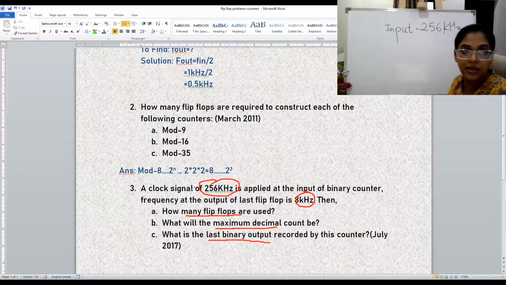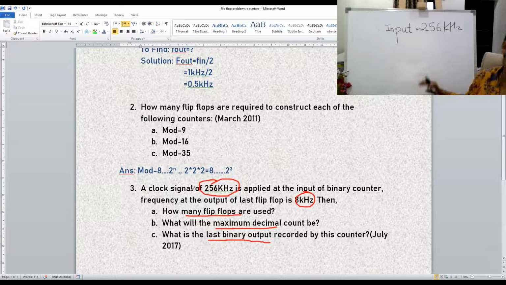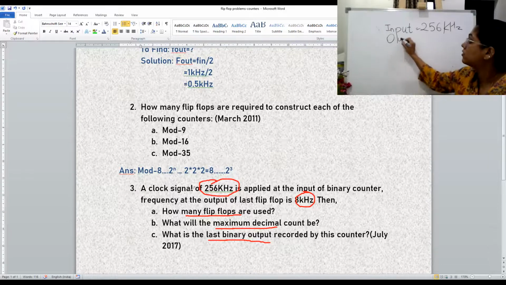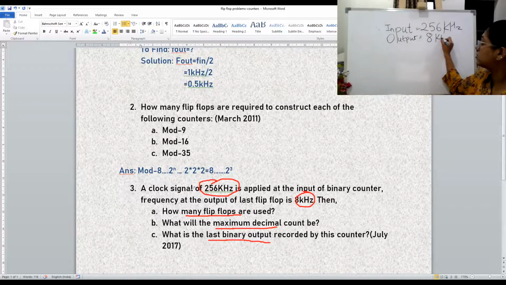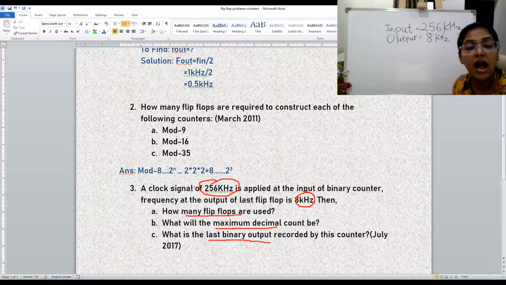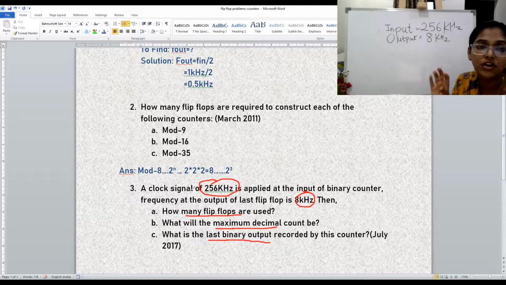Visible है? Input is 256 kilohertz. What is the output? Output is 8 kilohertz. ठीक है, अब हमेशा अगर आपको काउंटर कितने मॉड का है फाइंड आउट करना है तो you can easily divide this. आप डिवाइड करके देखिए, जो मिलेगा आपको that is that much, that many states, that is the modulus of that काउंटर.